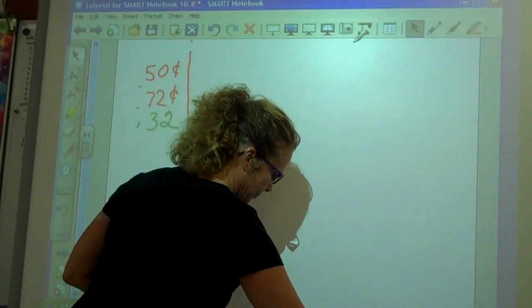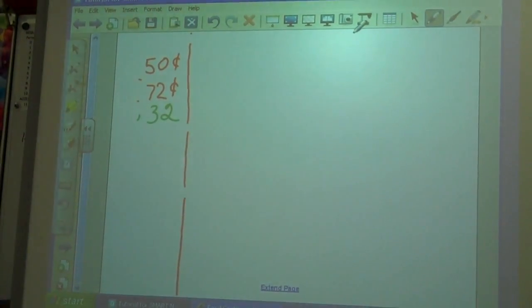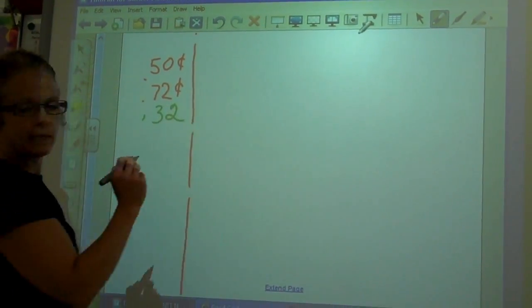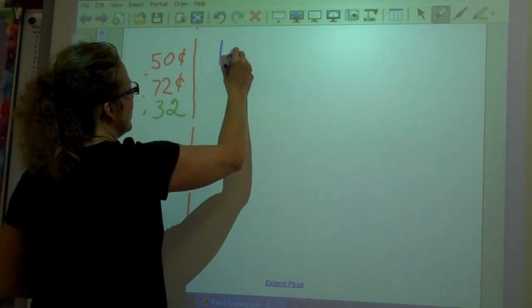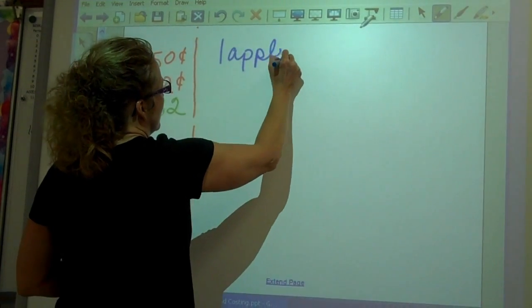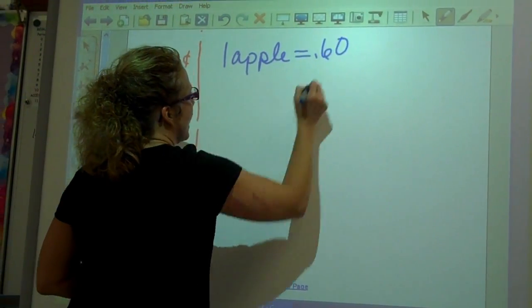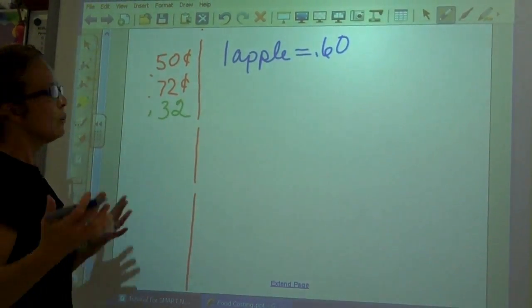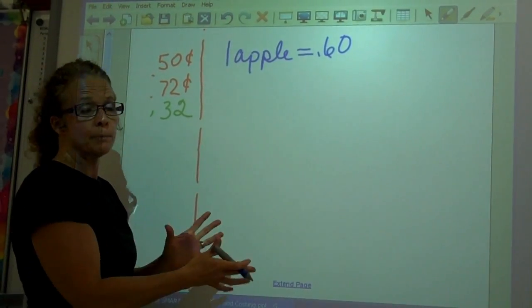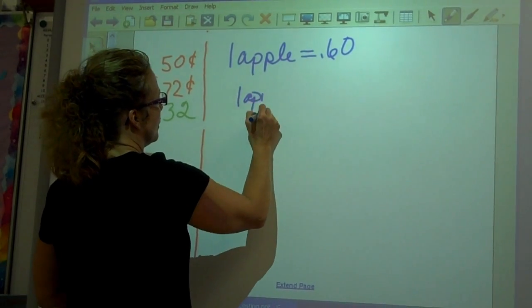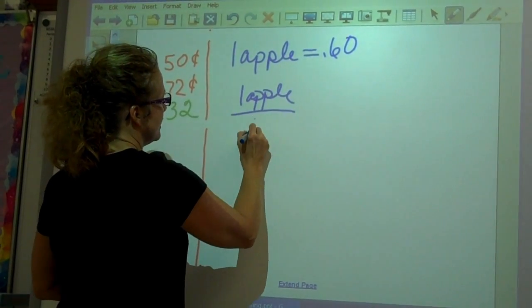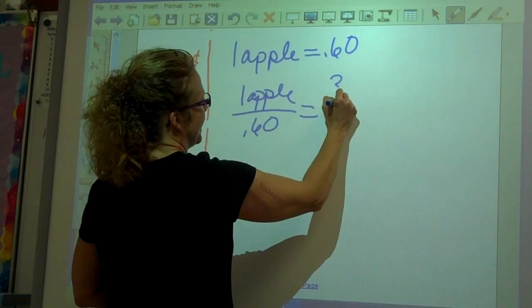Our next ingredient is apples. And we know that each apple is 60 cents. So 1 apple equals 60 cents. How much do 3 apples cost? Well, if you want to, you can set up a whole conversion, which would be 1 apple is 60 cents. How much do 3 apples cost?